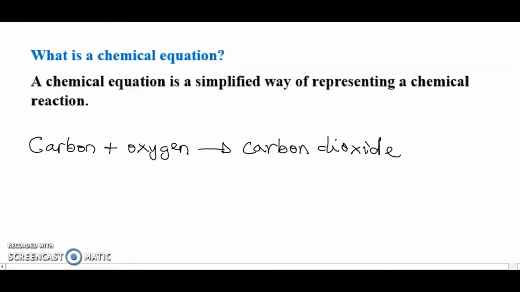Take, for example, the element nitrogen. In French, it is called azote. So you see, representing chemical reactions as word equations is just one of the limitations, because for the same element, nitrogen, you can see two different names. In English, it is nitrogen, and in French, it is azote.